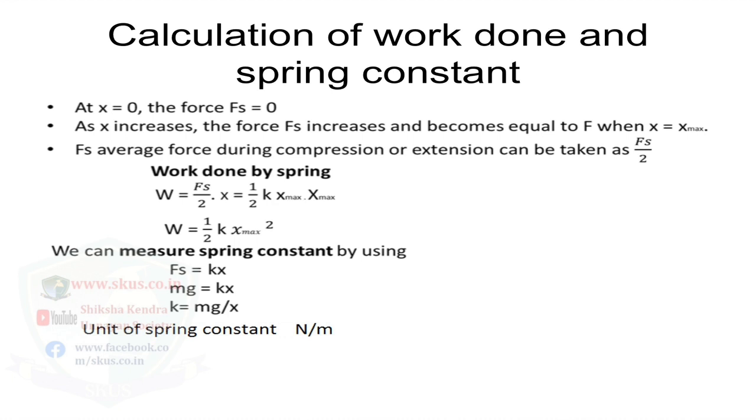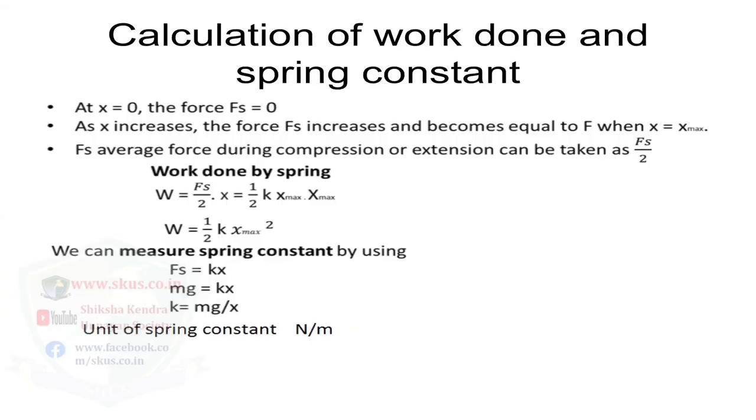The question arises, why can we take the average force as Fs by 2? Since force Fs is varying linearly with the displacement, we can average it out to be Fs by 2. Therefore, W is equal to F dot d. Here the force is Fs by 2, x is the displacement, and since Fs is equal to kx maximum, by putting in the values we get the expression for the work done by the spring, which is half k x maximum square.